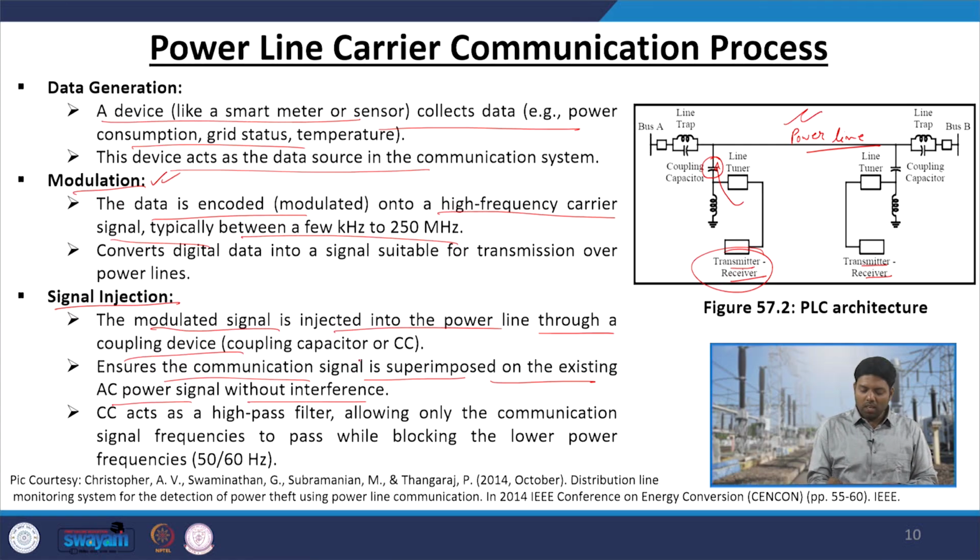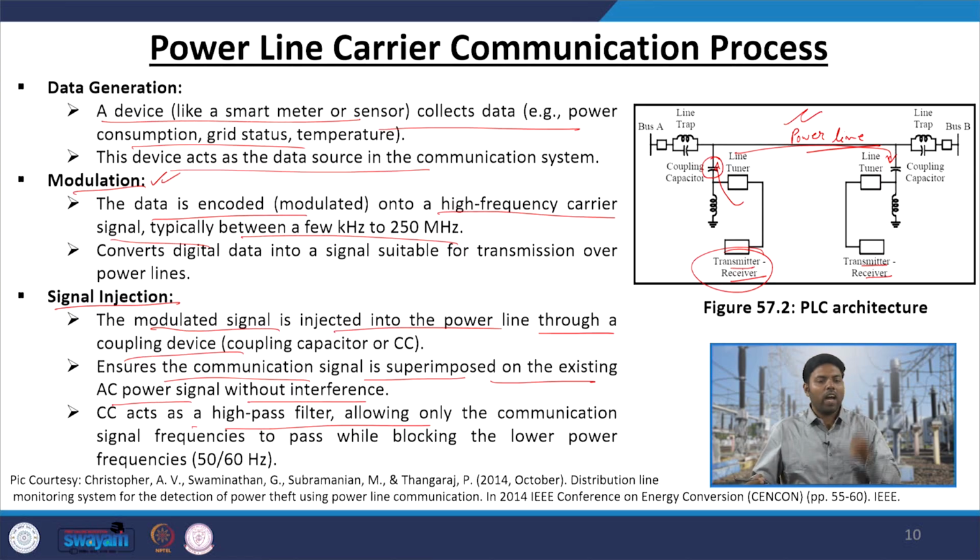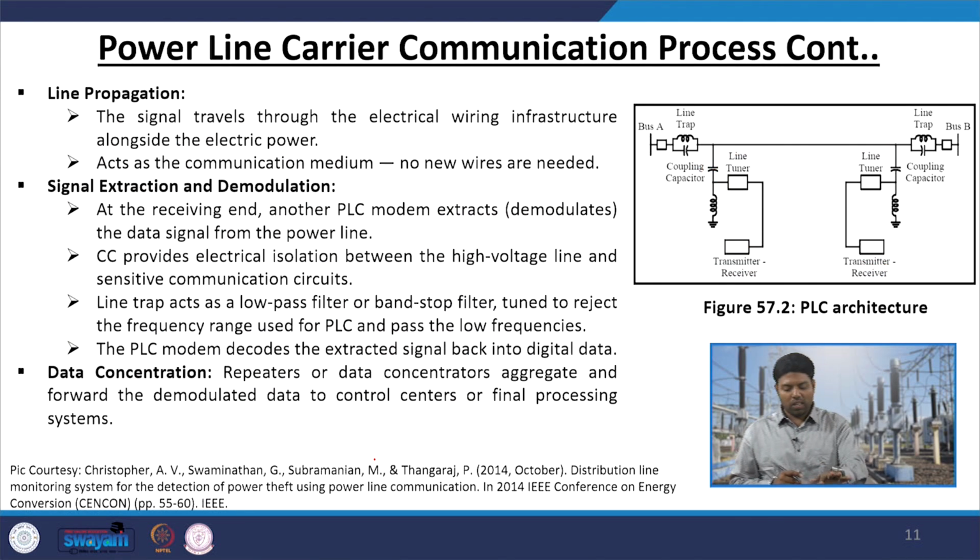So, that is done by the coupling capacitor. The purpose of the coupling capacitor is a high pass filter. That means, whenever this reaches the receiver level, it will only collect the high frequency one, that means your kilohertz and megahertz level of signal, and it will reject, or not allow, the low frequency signal, that is the 50 or 60 hertz power signal, to flow through it. Okay? So, this will act as a high pass filter.